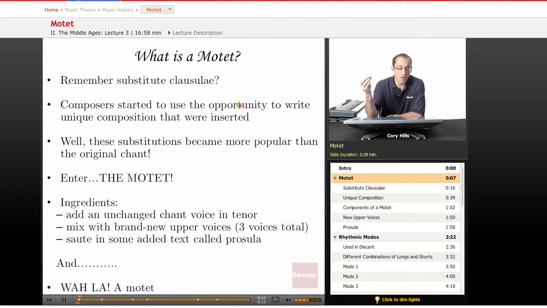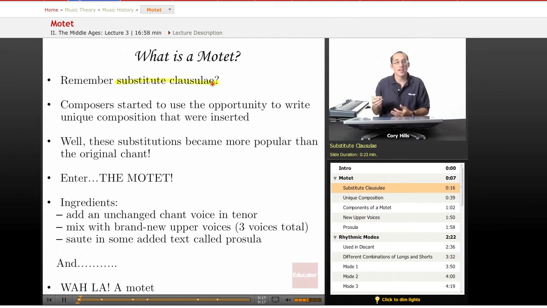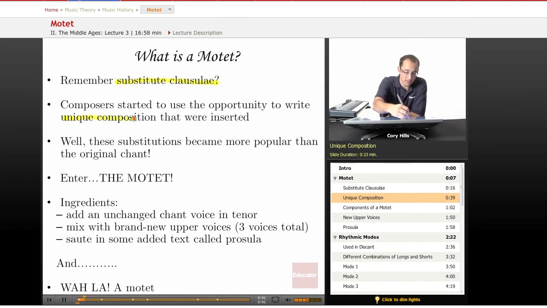So what is a motet? Well, you remember, I told you not to forget substitute clausula, and of course you answer, yes, Dr. Hills, we remember substitute clausula. Well, the whole issue of substitute clausula, remember I said that it began to be expanded and became its own unique standalone piece. Composers started to use the opportunity to write a unique composition for this section. I know that's a pretty cool phrase, a unique composition. They started to use the substitute clausula as a way to write an actual piece.